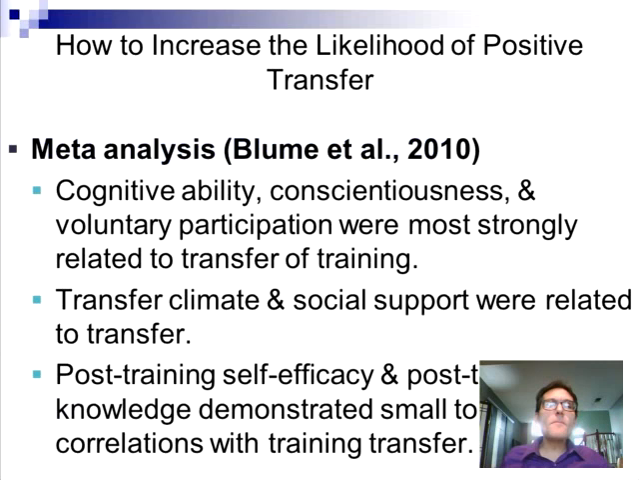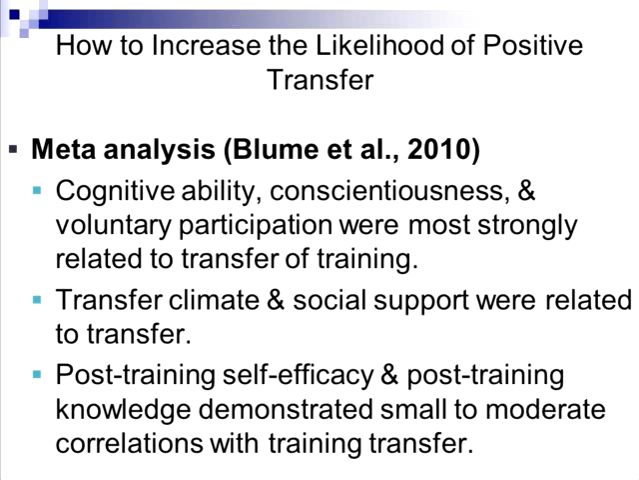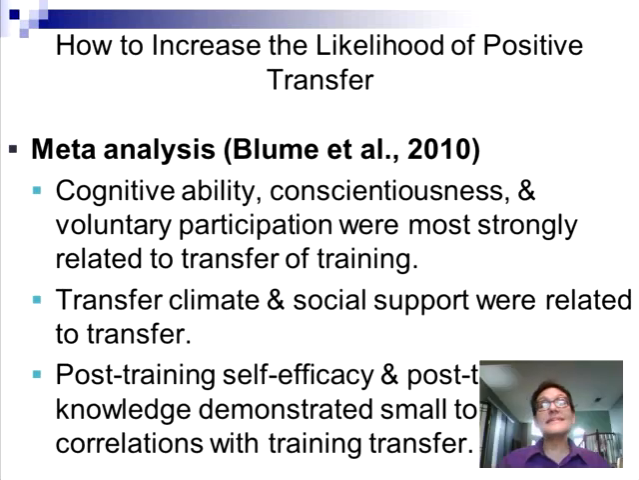And then finally, there was a meta-analysis done on this positive transfer, and what they found was that people that have higher cognitive ability, higher conscientiousness, and were voluntarily participating were more likely to have positive transfer of training. Social support was also related: those trainees that had social support were more likely to have positive transfer. And post-training self-efficacy, and post-training, I don't even know what that means. But the point is that there are particular factors which can predict how much positive transfer of training will occur.